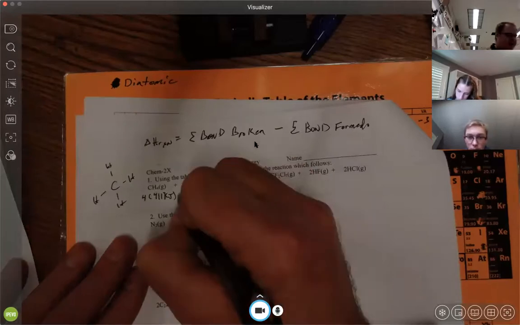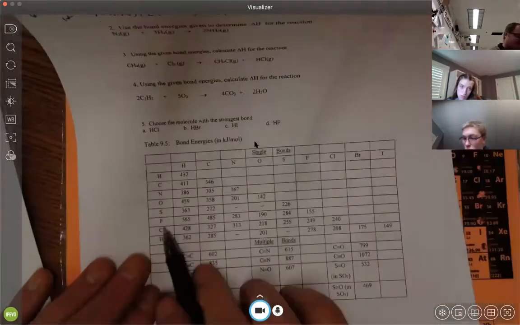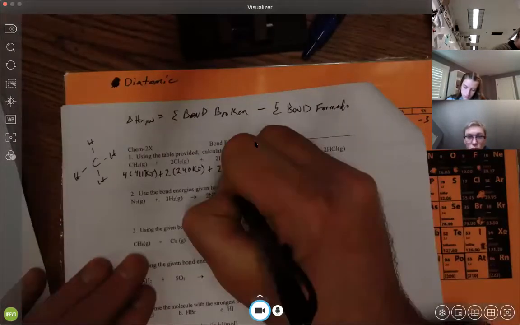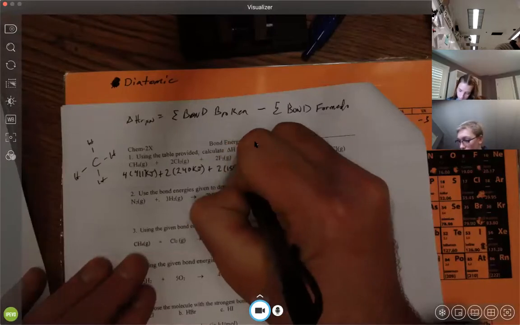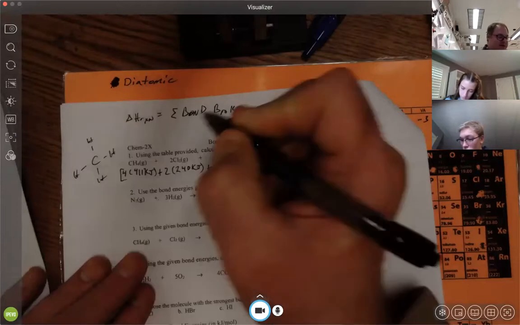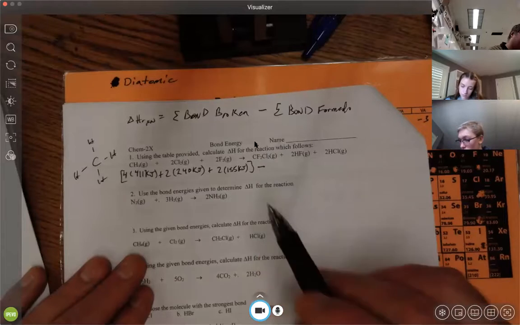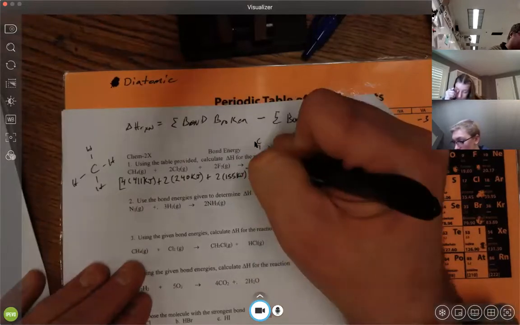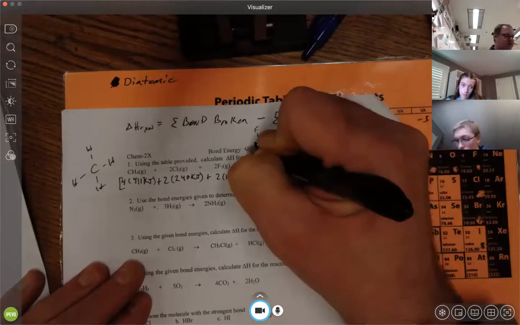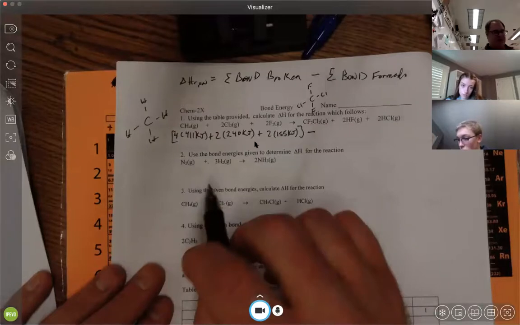Plus 2 times whatever FF is, 155 kilojoules. And then we will bracket that whole thing. And then we will just subtract, doing the same thing here. So if we draw that out, you can see I'm only drawing certain ones out because other ones I can do in my head. But think about that for the next one, nitrogen. That one's a little bit different because that's not right there.